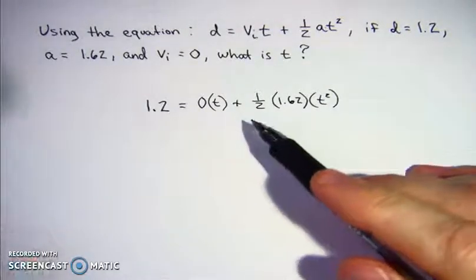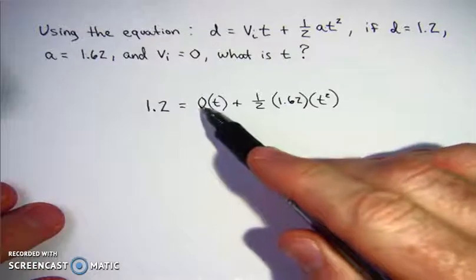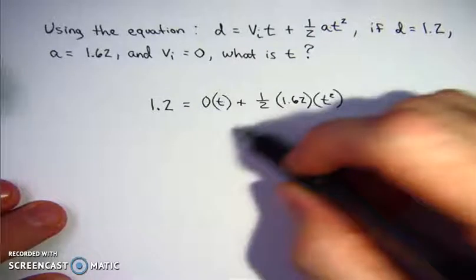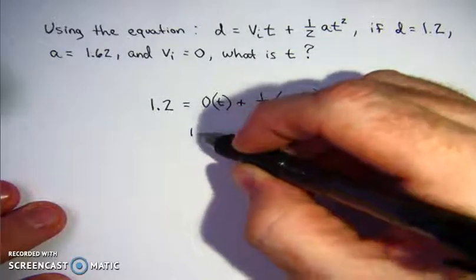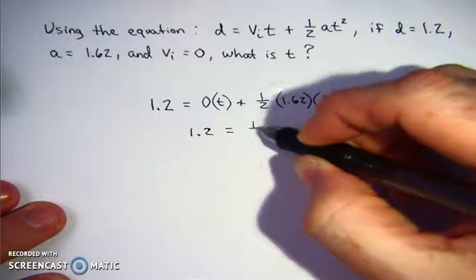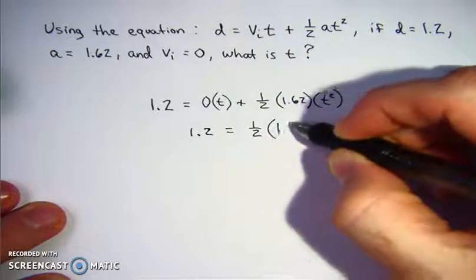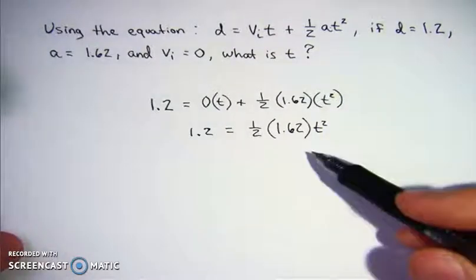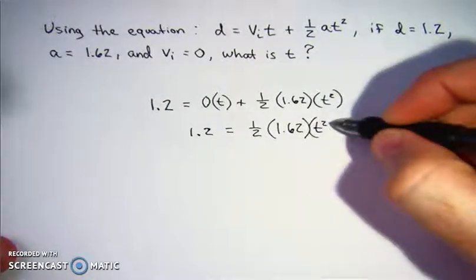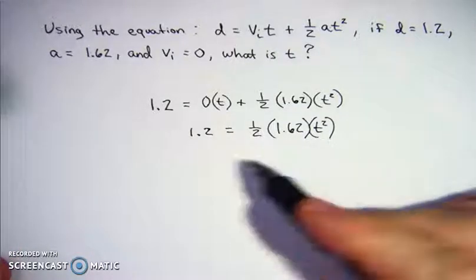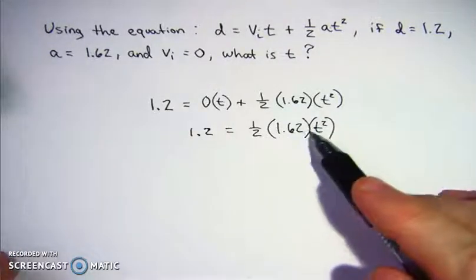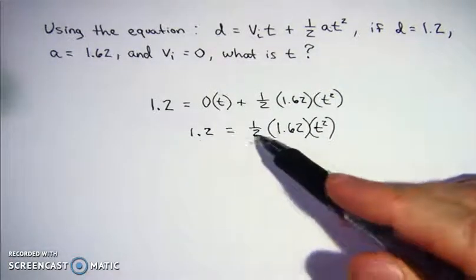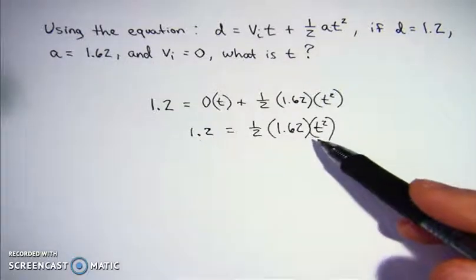Alright, now we just need to rearrange these to solve for t. Well, guess what? Anything times 0 is 0, so this t is going to cancel out immediately. We're going to have just t squared left. So 1.2 equals 1/2 times 1.62 t squared. And you can put the parentheses around it if you'd like or not. It does not matter. As long as it's next to that parentheses, you know you're multiplying it by that. So 1.2 equals 1/2 times 1.62 times t squared.